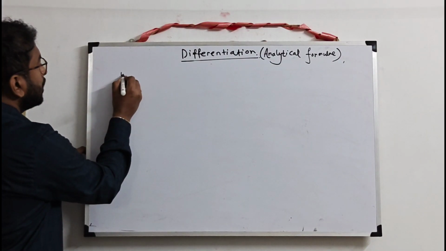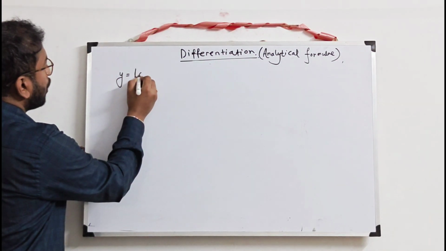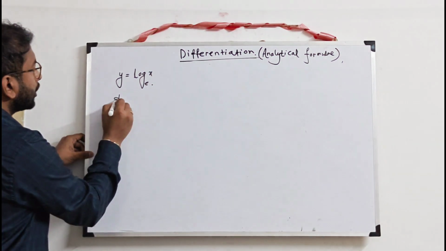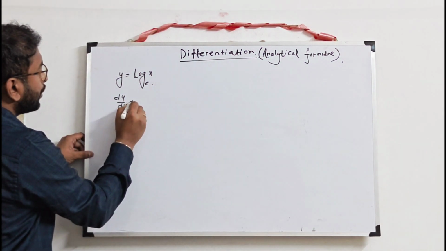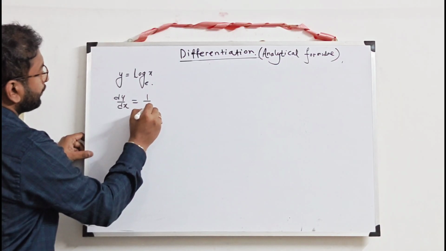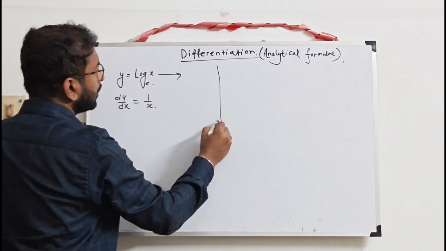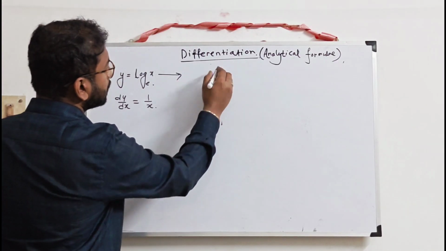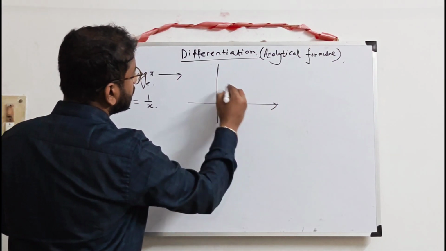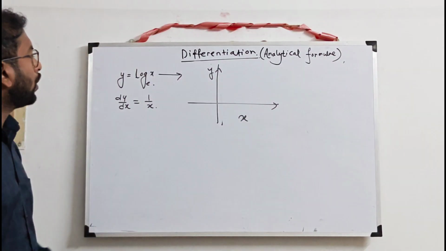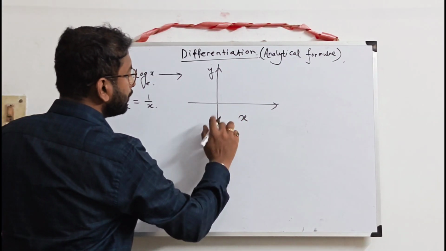So now let's study the function y equal to log of x base e. dy/dx, or the slope of the graph at any point, is going to be 1 by x. Now let us plot this to visualize. This is the y-axis, this is the x-axis. If I plot y equal to log x, the graph will look like this.